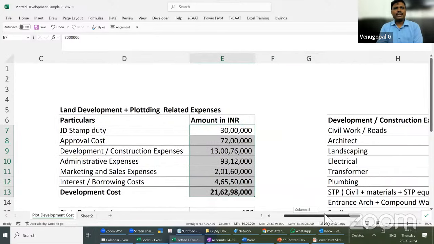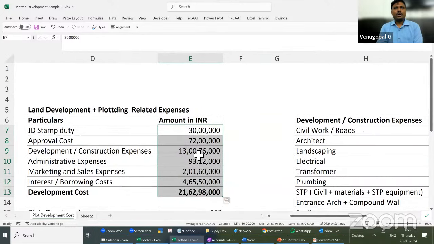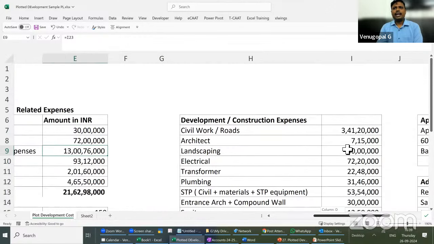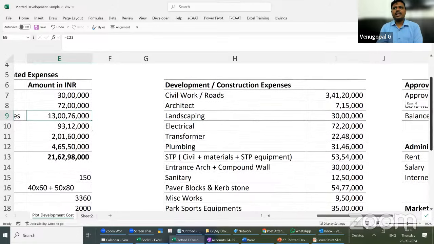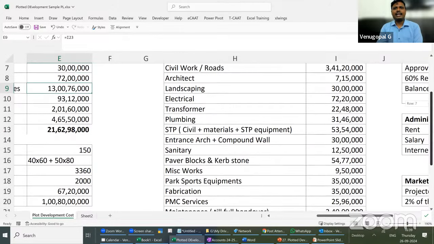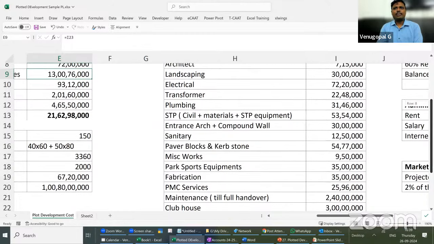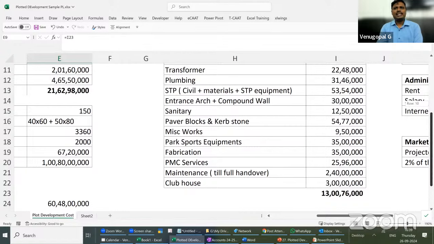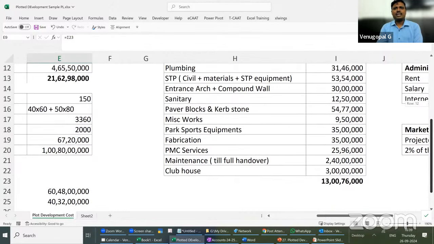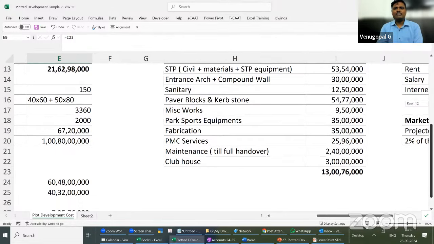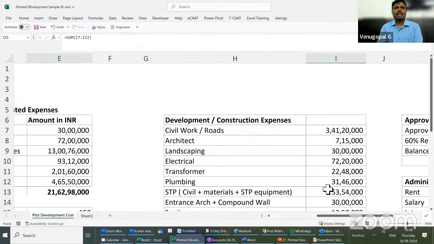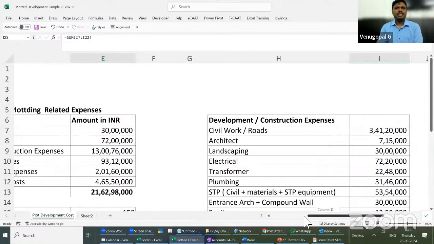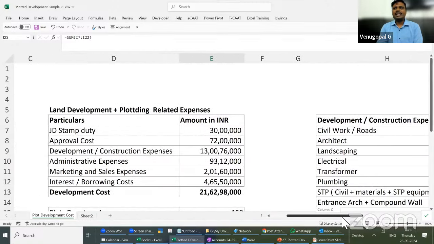The breakup of it, when we talk about development, which is the major 13 crores, the 13 crores mainly went to 3 crores on civil, architect, landscaping, electrical, installing transformer, plumbing, STP units, the entrance arch, compound wall, the sanitary paver work, some park sports equipment, some fabrication work, PMC, everything put together is 13 crores, all right, which is the major cost. Then there is an administrative cost.